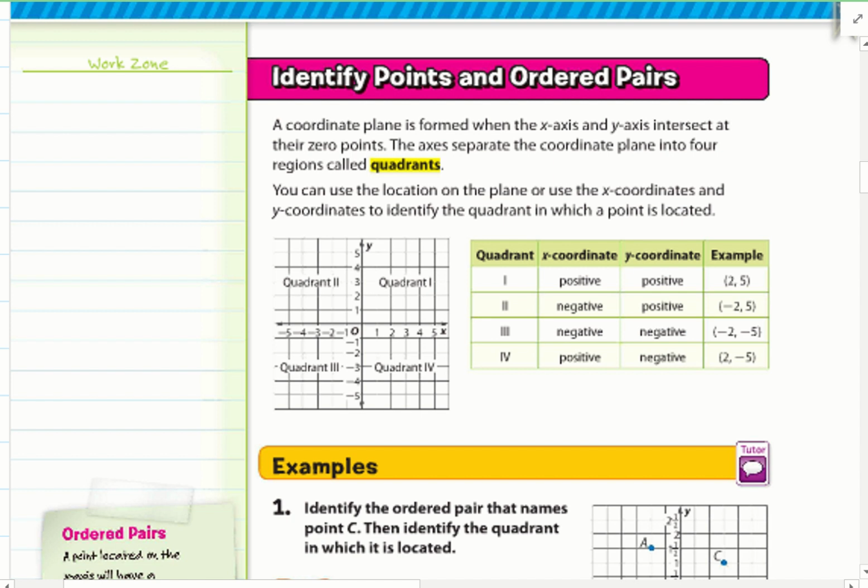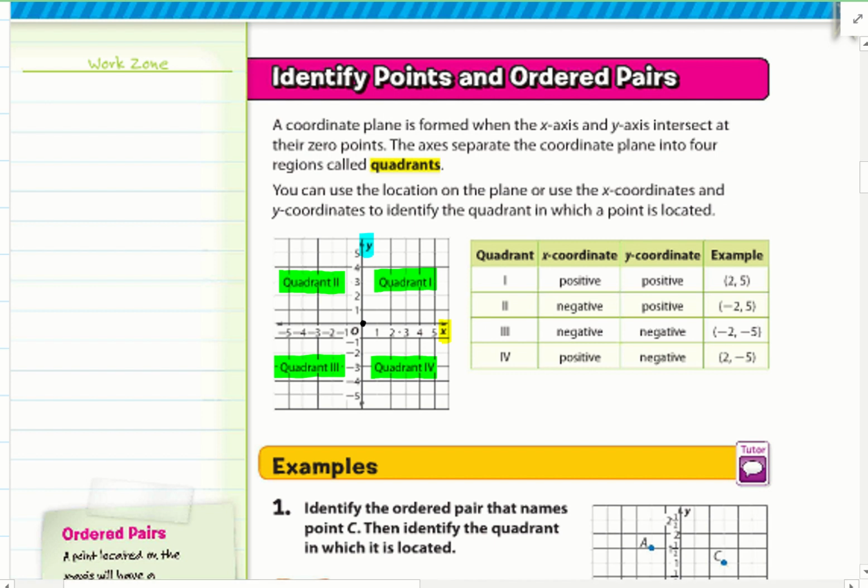A lot of this information is just information you're expected to know. I'm going to highlight things that you want to pay attention to. There's your x and there's your y. Your point of origin, the 0, is dead in the center. This is quadrant 1, 2, 3, and 4. You're going to have to know where the quadrants are, and you're also going to need to know your x and y coordinates. And the last thing you need to know is the positive and negative numbers.